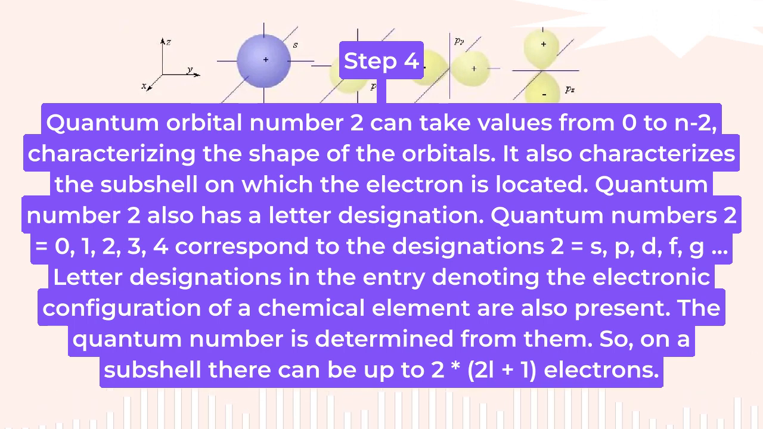The quantum numbers l equal to 0, 1, 2, 3, 4 correspond to the designations S, P, D, F, G. Letter designations are also present in the entry denoting the electronic configuration of a chemical element. The quantum number is determined from them. So, on a subshell, there can be up to 2 times (2l plus 1) electrons.